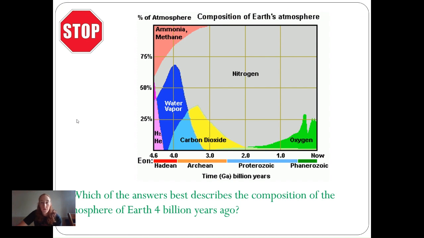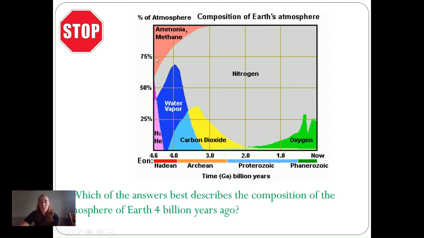So here's your first quiz question for this lecture. You have this graph here that I want you to interpret. It's showing you over time, so billions of years in geologic history. The present day is right here on the right side, in what we call the Phanerozoic era. And the earliest part of Earth's history is called the Hadean period, from 4.6 billion years ago to 4.0 billion years ago.